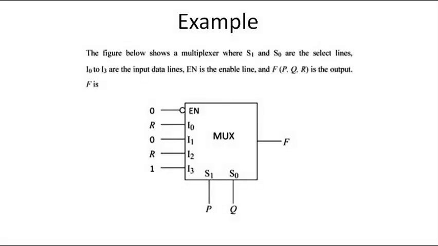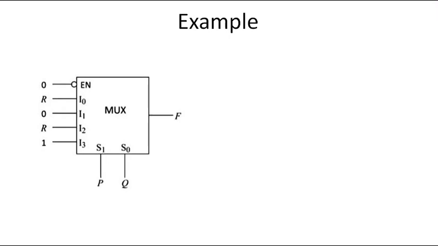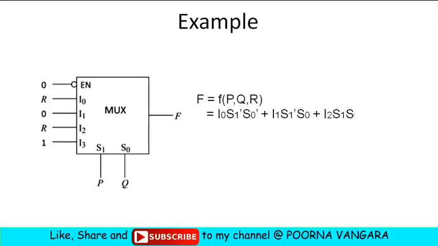Now let us consider how to solve problems on the multiplexer. Let us consider this example. One circuit is given. The question is we need to derive the f function in terms of p, q, r. Let us consider the circuit diagram. First we write down the general expression in terms of S1, S0 and I0 to I3. Just now we have written the same thing here.